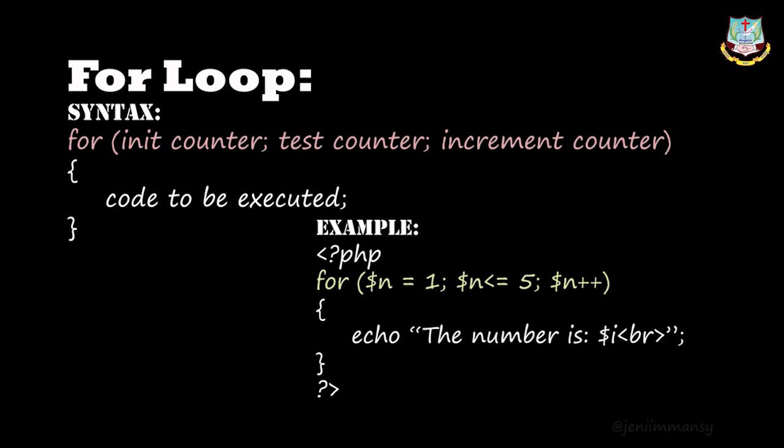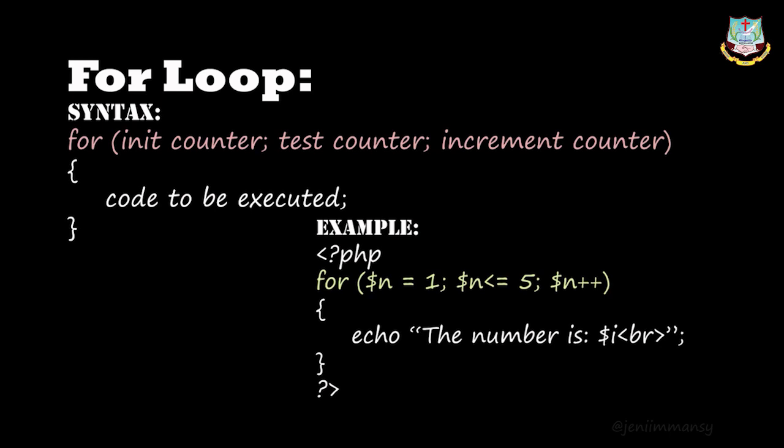If I give n plus plus in this increment counter, the first value will be 1, and the test counter will check whether it is less than 5. In the increment counter, it will make the value 1 plus 1, that is 2, right? Again the code will be executed and again it will check whether 2 is less than or equal to 5. Yes, again it will increment with 1. So 2 plus 1, then the value will become 3, and again it will increment, check the test condition and execute the code. Likewise, the process will go on.